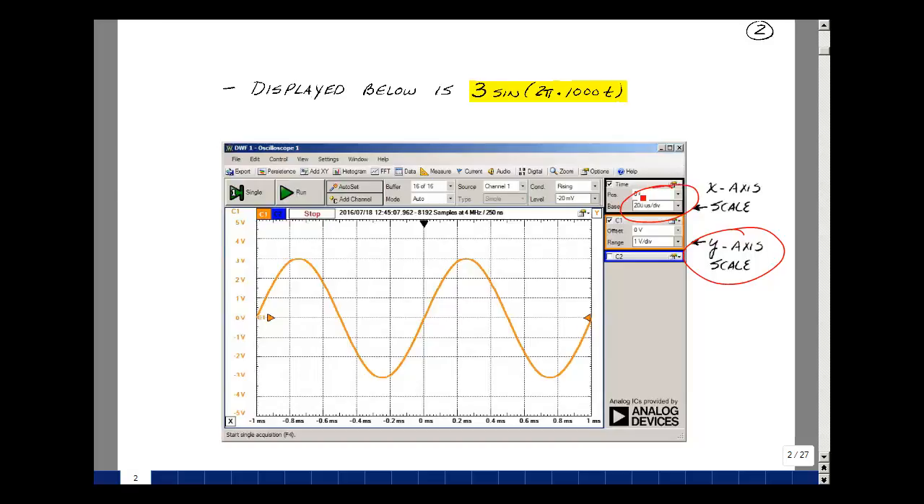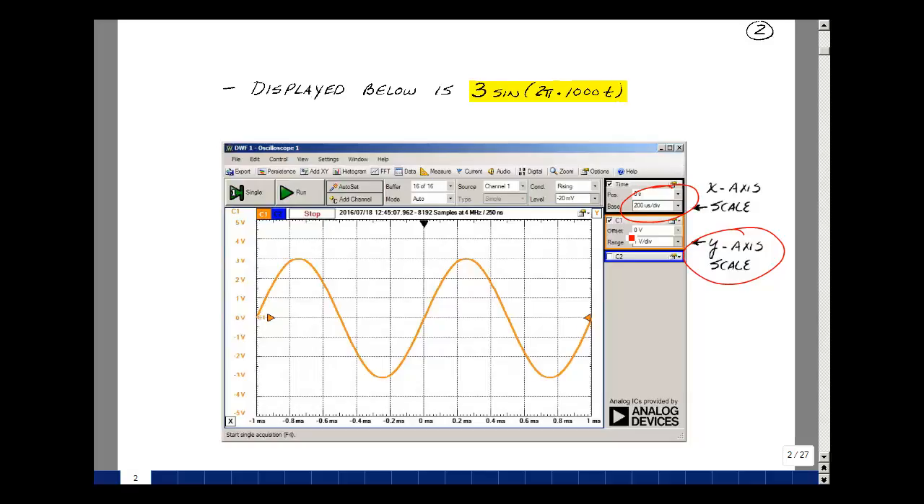It's 200 microseconds per division. Again, these are the major divisions that are here. So 1, 2, 3, 4, 5 divisions times 200 microseconds. That would be 1,000 microseconds. And that would be 1 period. And the reciprocal of that would be the frequency. So 1 over 1,000 microseconds is 1 kilohertz.